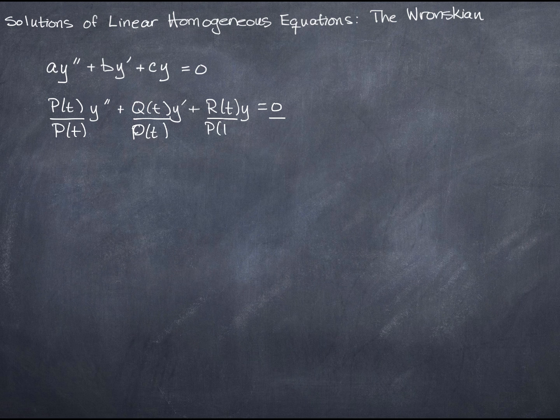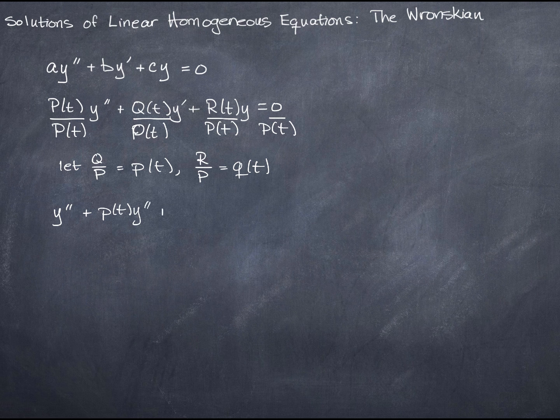So we divided everything by the function p of t. And then we said let's define q over p as little p, and r over p as little q. That let us write this as y double prime plus p of t y prime plus q of t y equals 0.